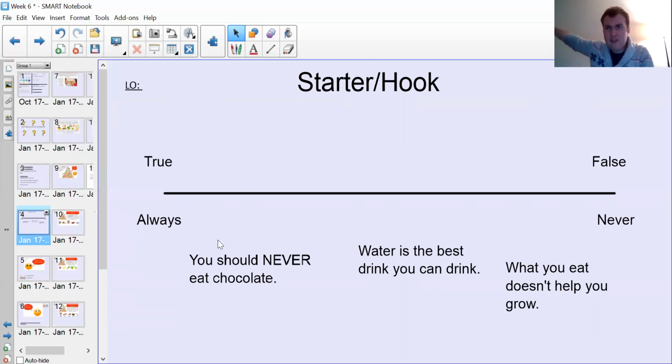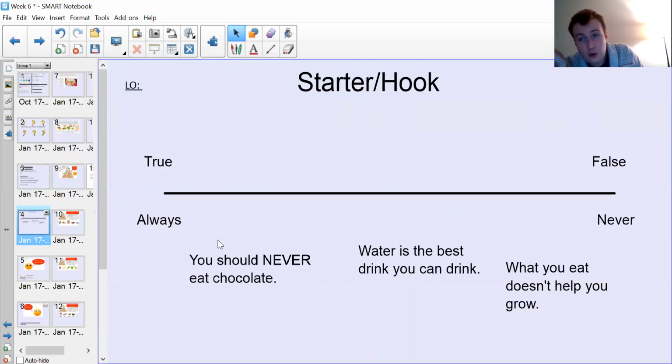You should never eat chocolate. Is it always true, never true, or sometimes true? Hopefully, we've said that it is not true. Of course, you can eat chocolate. There's nothing wrong with having some chocolate. It's all about moderation, having it a bit. It's fine to have a bit.